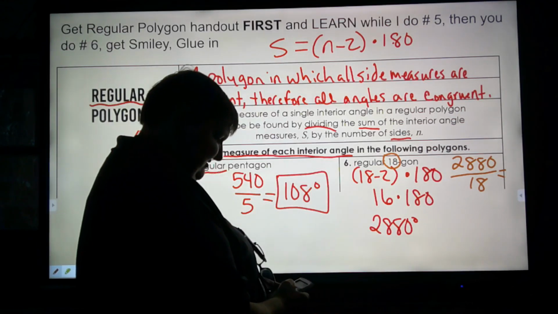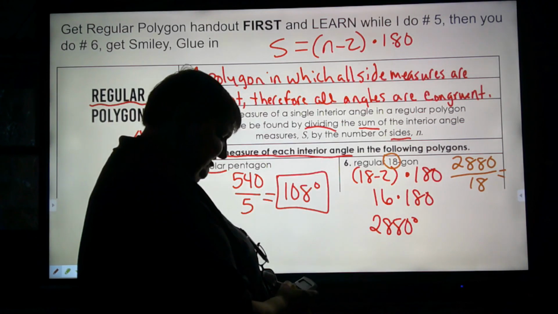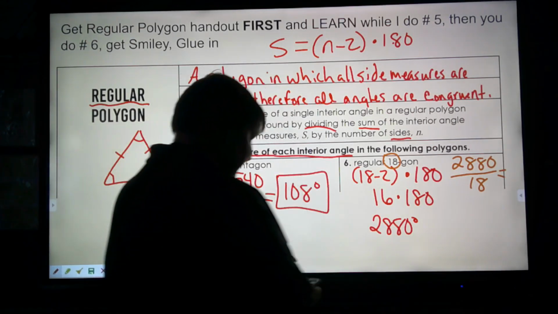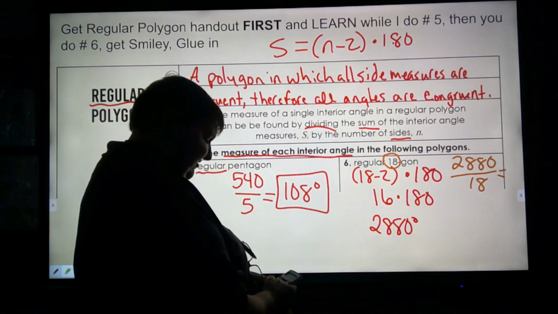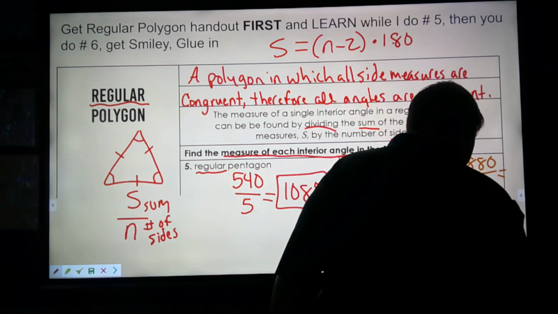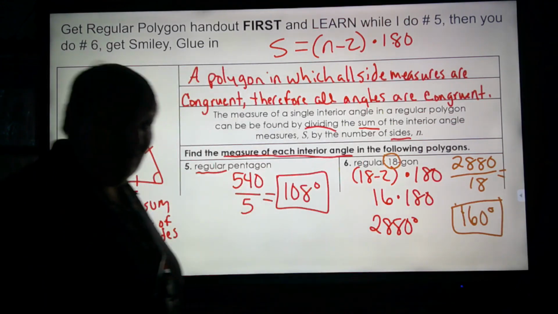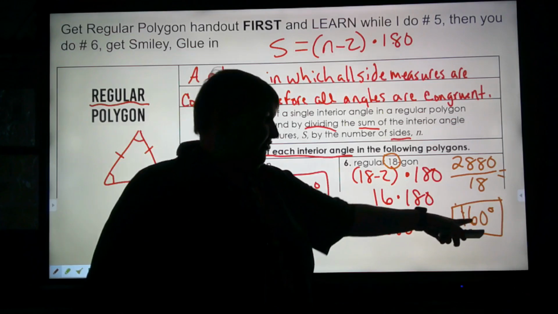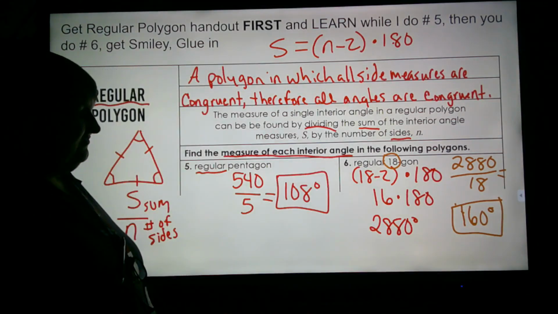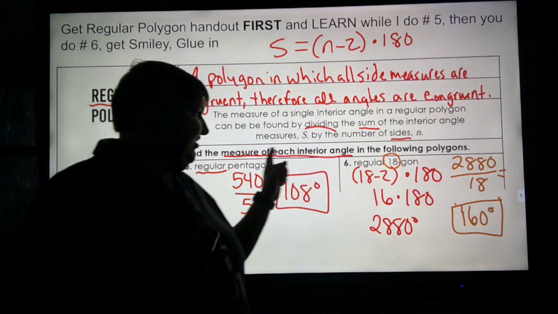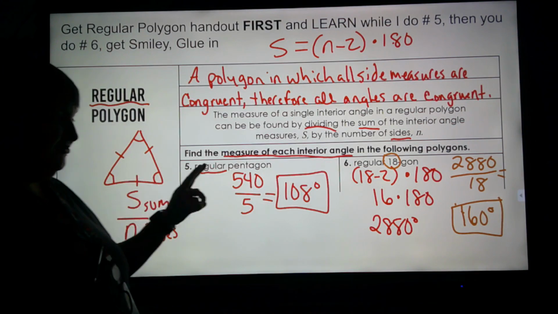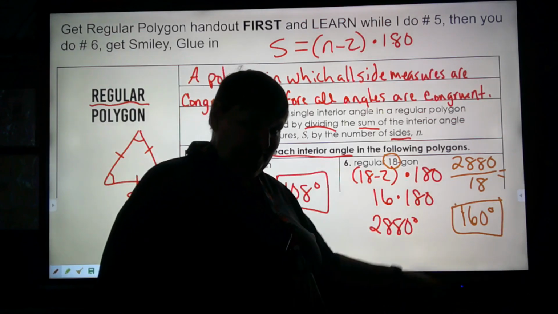So we're going to do 2880 divided by 18. Do it twice just to make sure. Oop, got a different answer that time. Double check and make sure. 160. So each angle is 160 degrees, and because they're all the same, congruent, all the angles on the inside of an 18-gon are 160 degrees. Because we're only finding the interior angle of one, and we're using the second formula, it's 2 steps. You have to do the first formula, then the second formula.